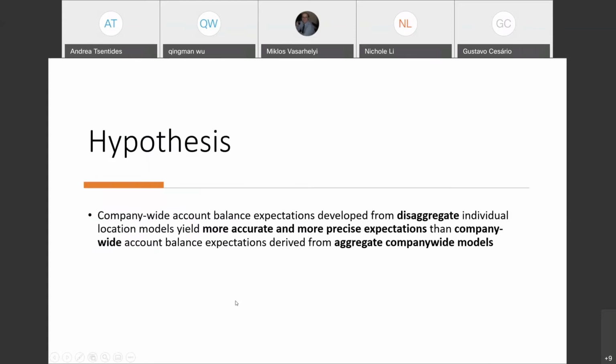So the authors hypothesized that the company-wide account balance expectations developed from disaggregate individual location models give more accurate and more precise expectations than company-wide account balance expectations derived from aggregate company-wide models.